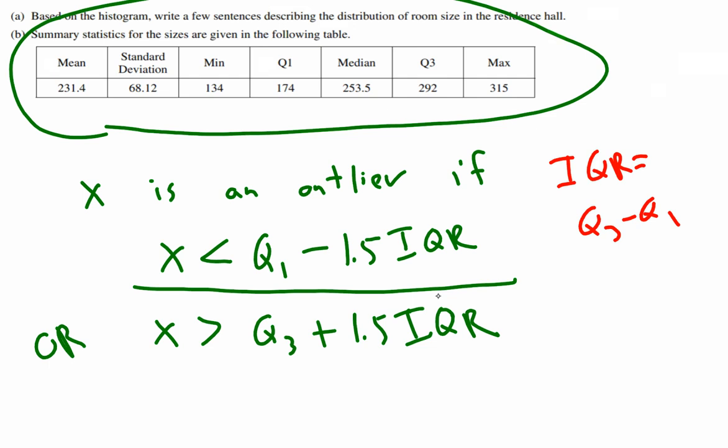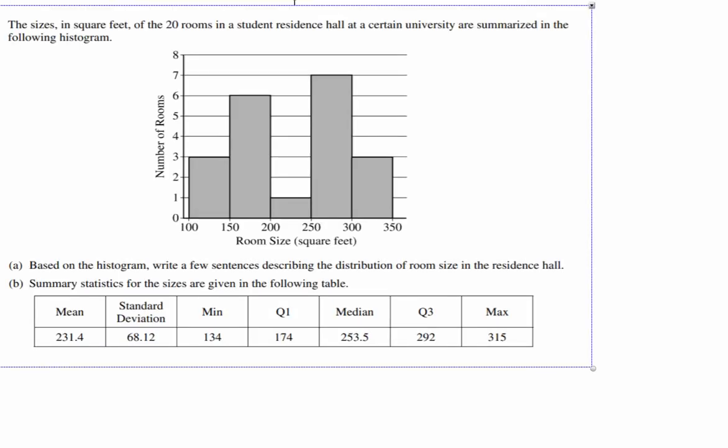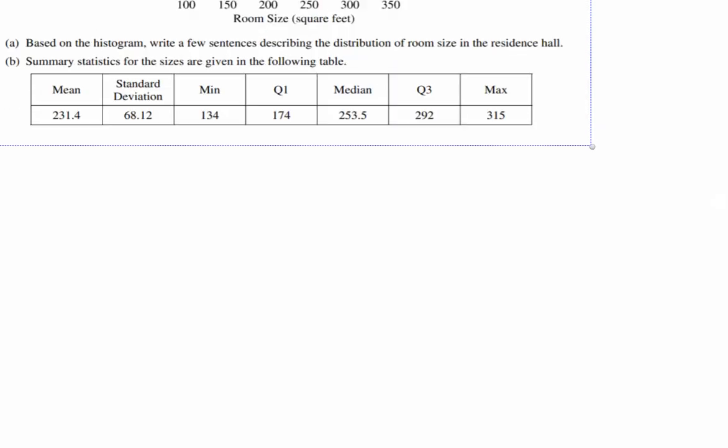So let's go to a new page. We're going to use these rules here. I'm going to use these rules and check and see if any outliers are present. So we'll go to a new page again because I wrote all over that one. Here it is. And so here we go.